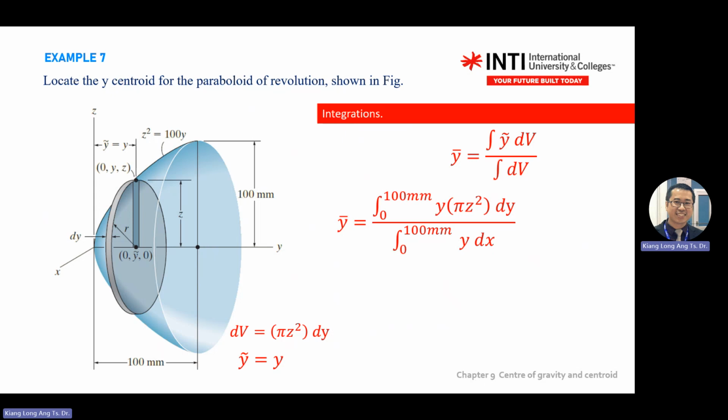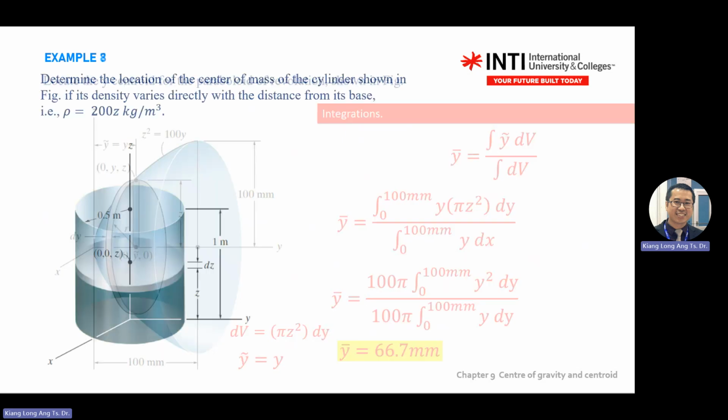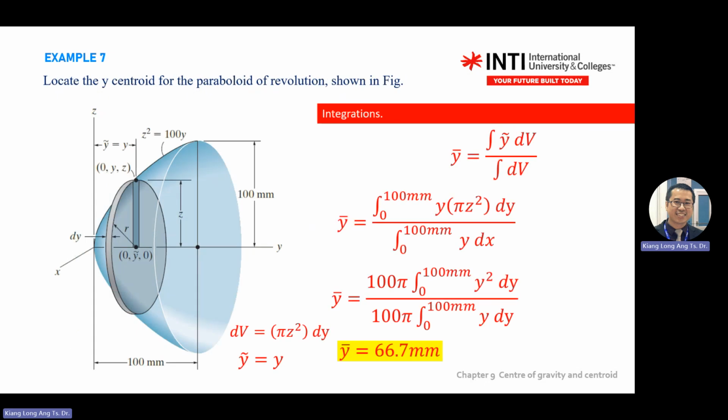Area multiplied by thickness gets volume. So here you're integrating with y because you are changing in the y direction, from 0 to 100 mm. Remember to substitute your z equation. z squared equals 100y. So this is a square root. z equals the square root of 100y. You do the substitution and get this one. Okay, so this is how you get it.